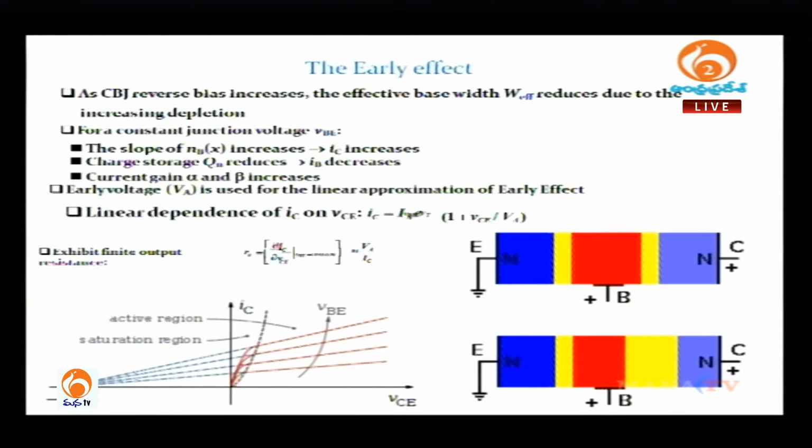That means there is a loss of base current. This loss of base current is the gain of a collector current. For that reason, whenever we apply a reverse bias at the collector junction and increase it, the collector current increases. This is called early effect.